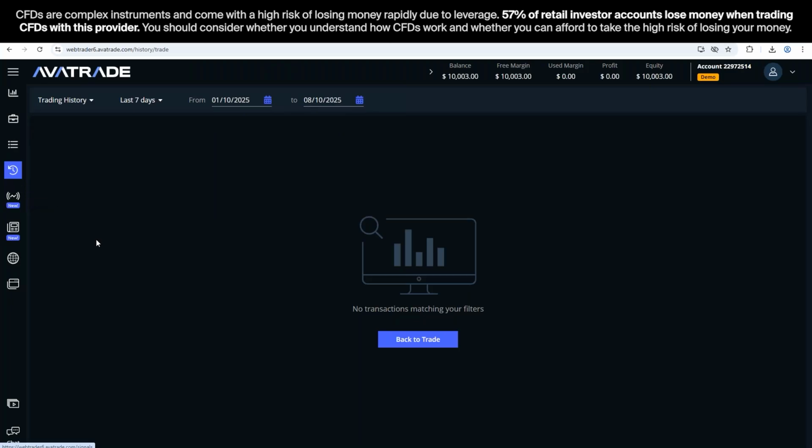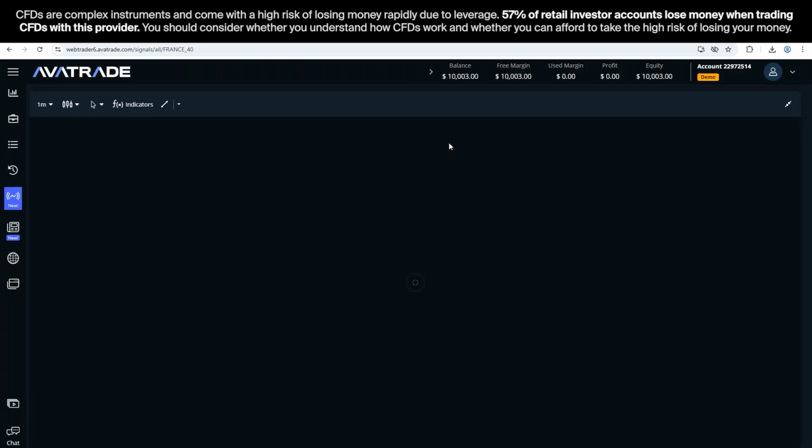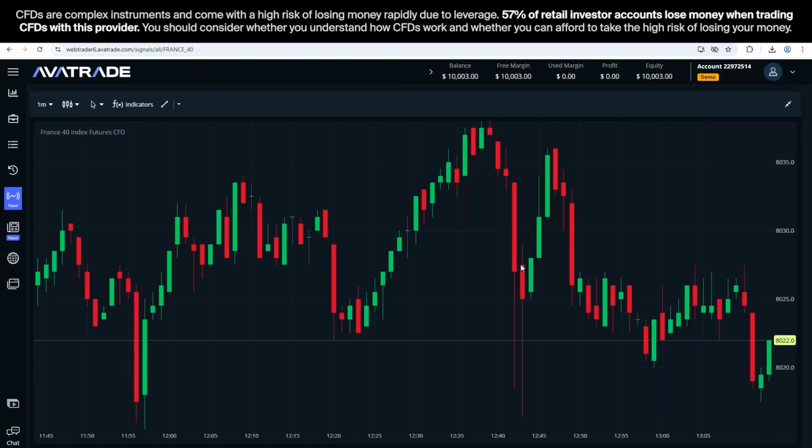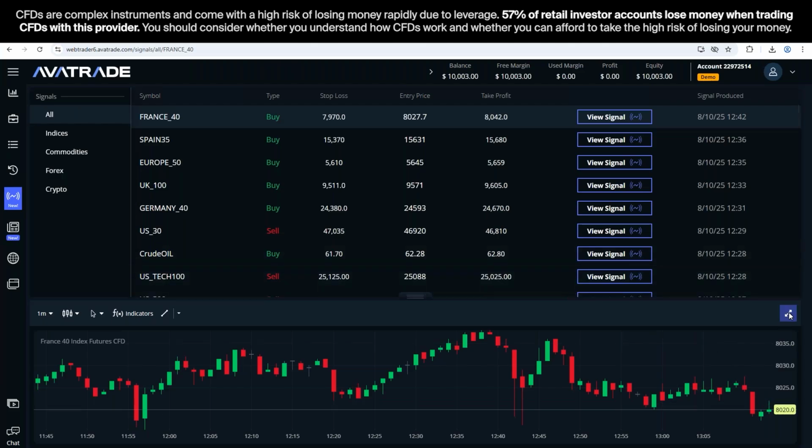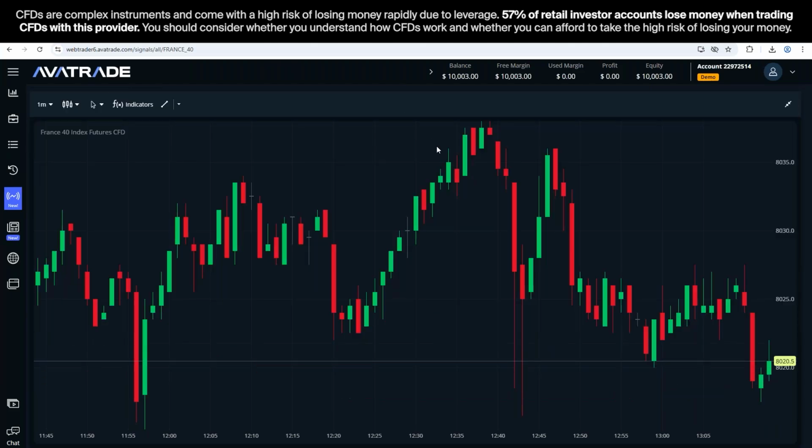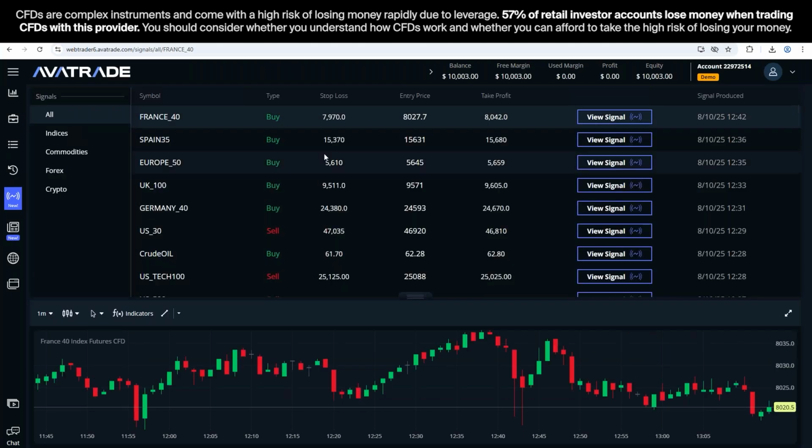Underneath, we've got Signals. Let's look at the signals just for a bit to understand how it works. If it looks like this instead of like that, it's because the chart is expanded all the way up, and you see those 2 arrows. If we click on the arrows to fold it down, we now see the signals list. Going from left to right, we've got the name of the signal and what type the signal is. Then there's stop loss, entry, take profit, the signal produced, and the view signal, which we will do last.